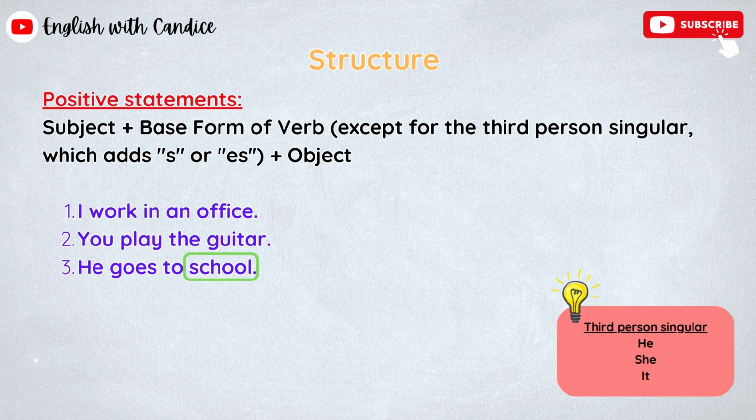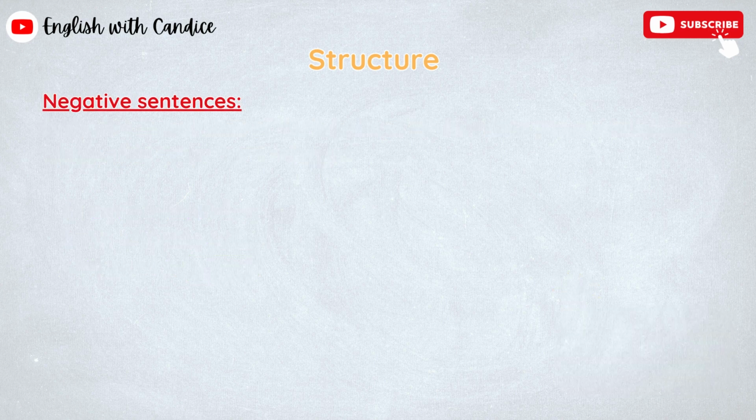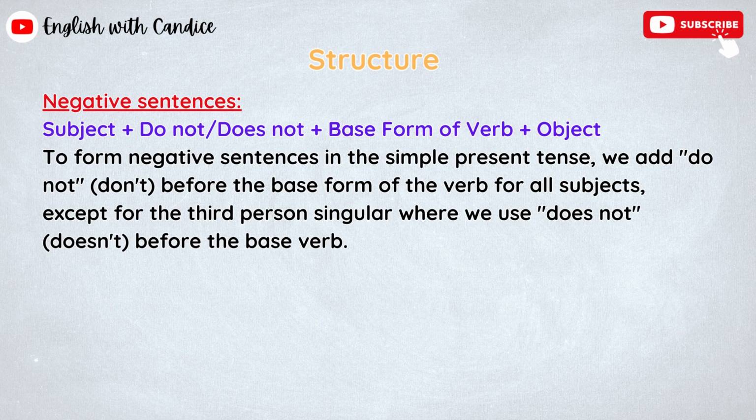Now for negative sentences and their structure. For negative sentences, the sentence structure is the same except that we add do not or don't before the base form of the verb. It's important to note that we add do not or don't before the base form of the verb for all subjects except for the third person singular, where we use doesn't before the base verb.